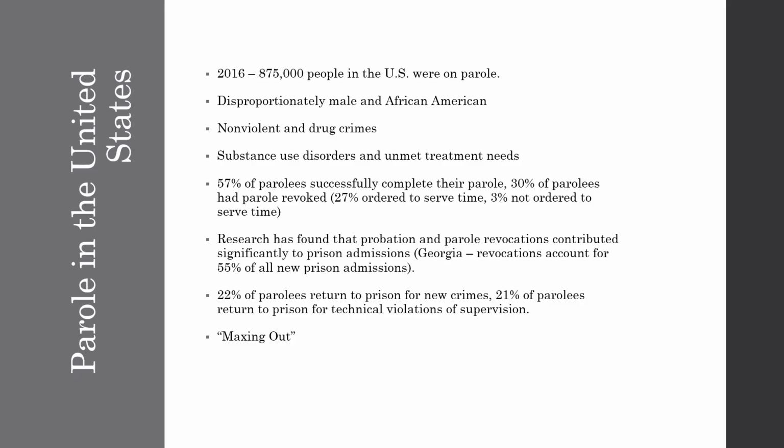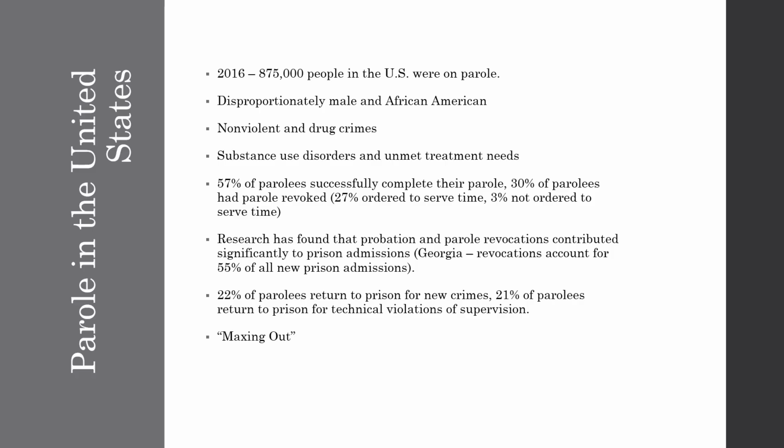So parole is actually one of those problem areas in the CJ system. So this is really an issue. In 2016, we had approximately 875,000 people in the U.S. that were on parole. Again, we see disproportionately male and African American. We're typically seeing the people who are released from prison under parole are nonviolent and drug offenders. Again, we see lots of substance use disorders and unmet treatment needs, so lots of major mental disorder and mental disorder in general.